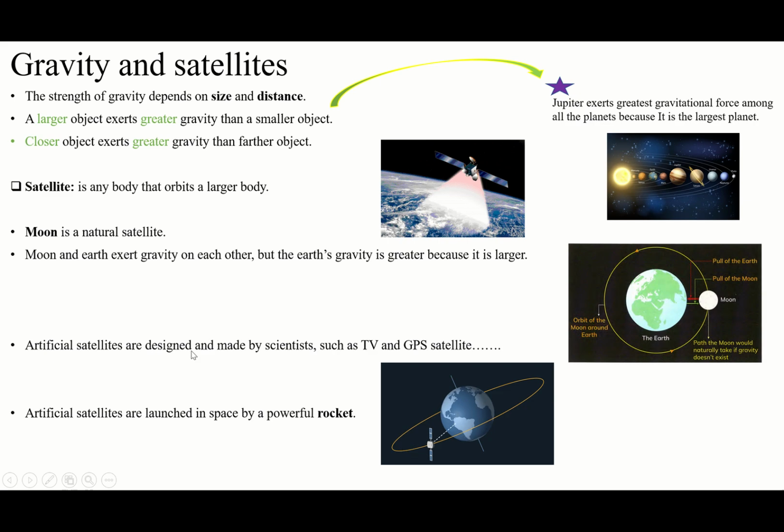Artificial satellites are designed and made by scientists, such as TV, GPS, and other things. We have the International Space Station for science, where they can go and take information and send everything back. Artificial satellites are launched in space by a powerful rocket, as we said. And that was all about gravity and satellites.